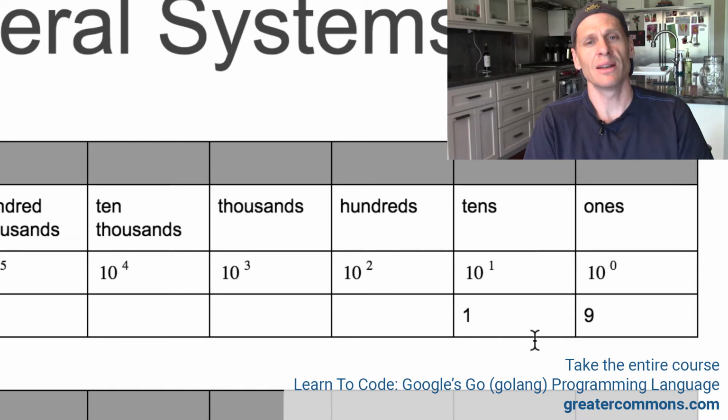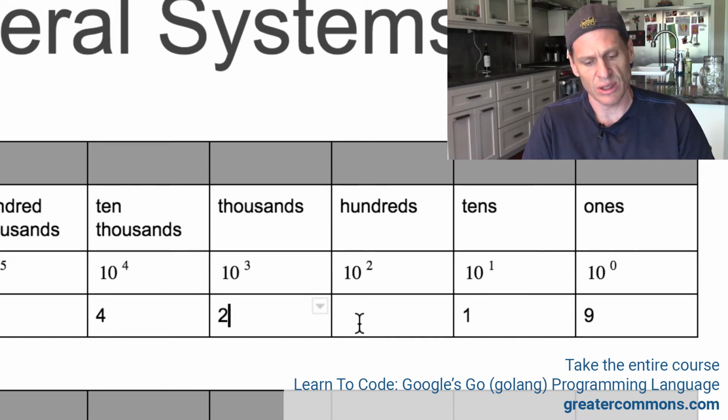Okay, here's the answer. I need four 10,000s, that's 40,000. I need 2,000s, that's 42,000. I need four 100s, that's 400. I need two 10s, that's 20, and I need zero 1s. That's 42,420.